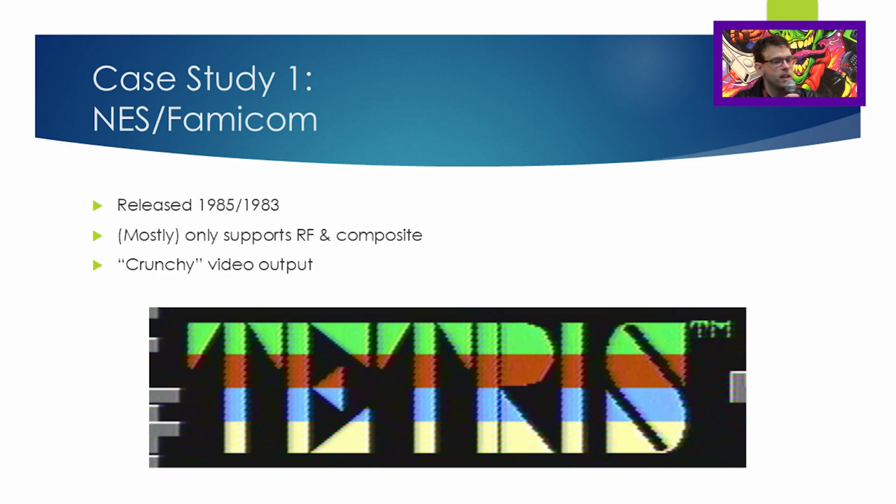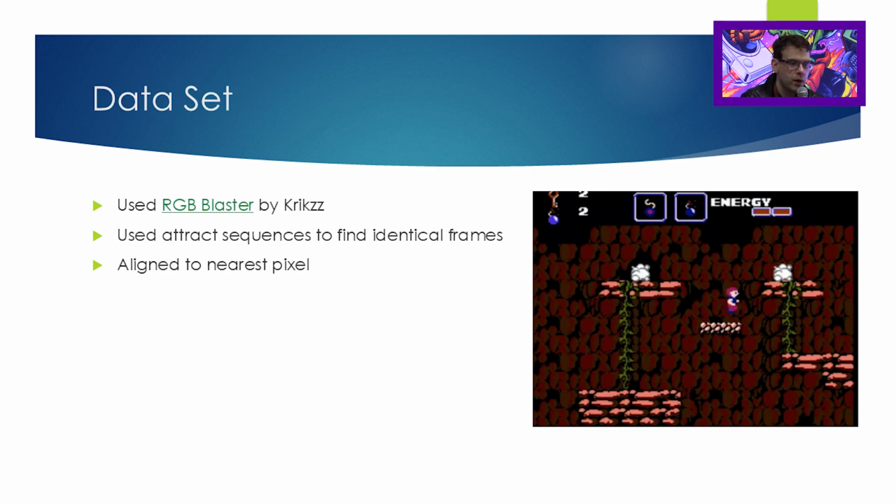Here's a close-up of the title screen of the NES version of Tetris. And you can notice on the edges, especially around the parts with color, that you have these weird ridges on there. It's very crunchy, and that's a very typical artifact of the NES picture processing unit in all its variations. So what did I do for a data set here?